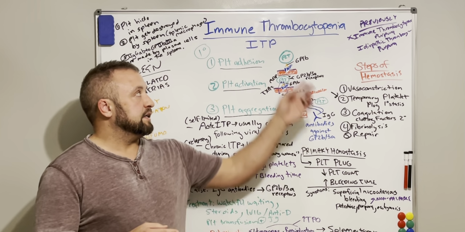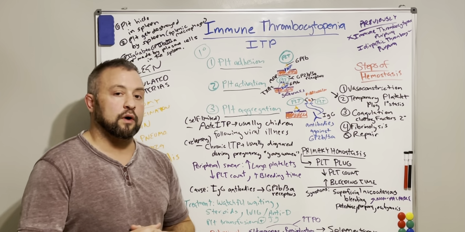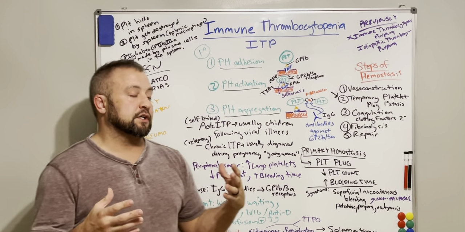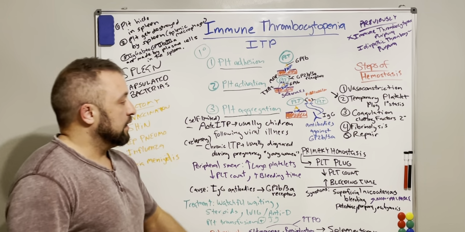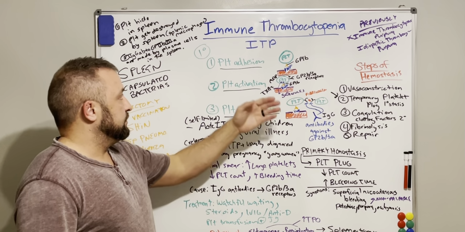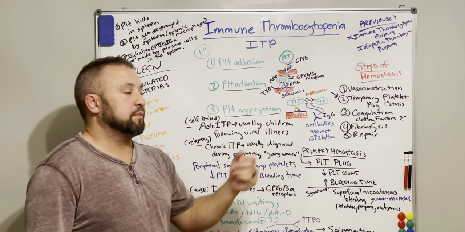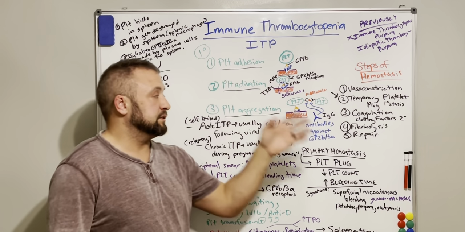So in this case, we're dealing with thrombocytopenia, so we're dealing with a low platelet count. So what do platelets do, and what's their job in primary hemostasis? Well, the purpose of primary hemostasis is to initially plug this area with platelets. How does that happen? Well, it happens in 3 steps.